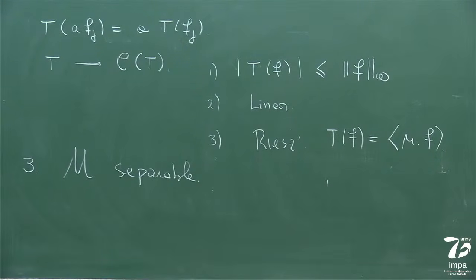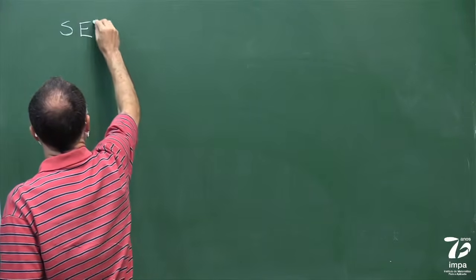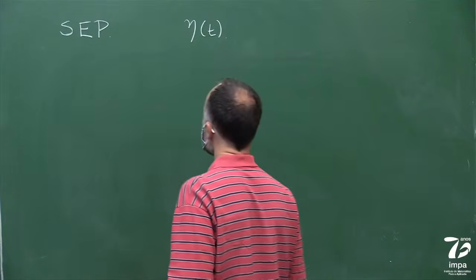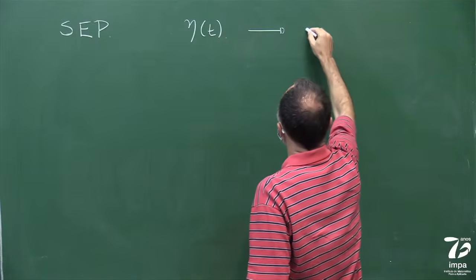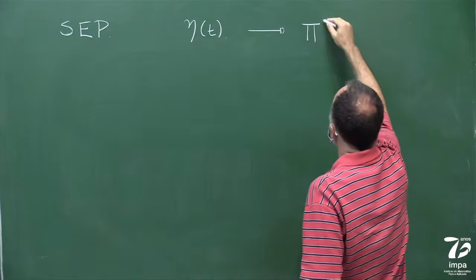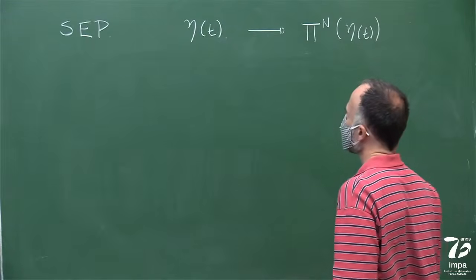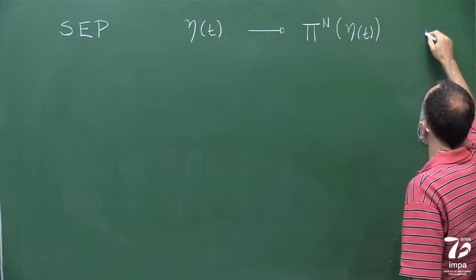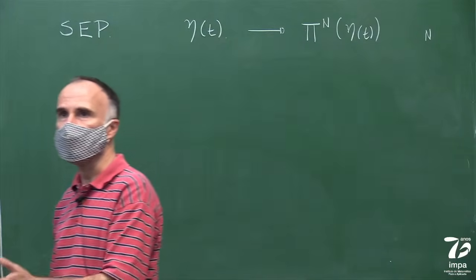Right, so, okay. Now, I have my symmetric exclusion process, eta t. And from this, I can define this empirical measure of eta t. Okay. So for fixed n, there is a one-to-one correspondence between etas and these measures.